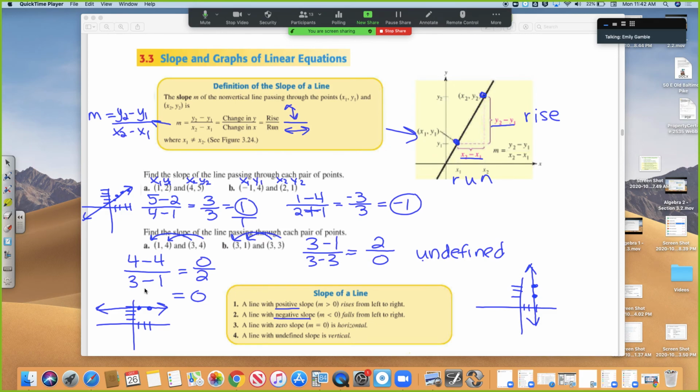So the second example is -1 here. That would be a negative slope because it's a negative number. Any negative numbers will have a negative slope, meaning that it will decrease from left to right. A 0 slope is a horizontal line. The slope is exactly 0. A line with an undefined slope will be a vertical line.